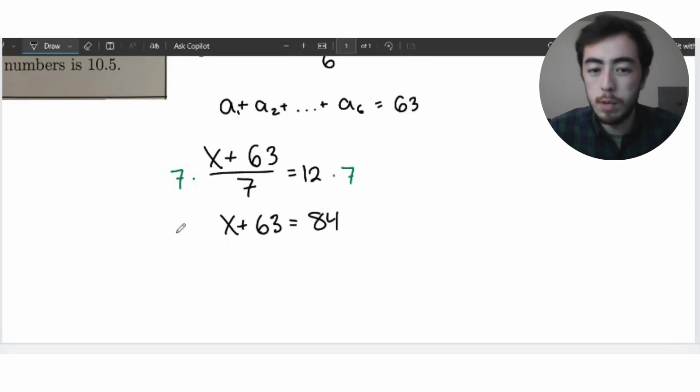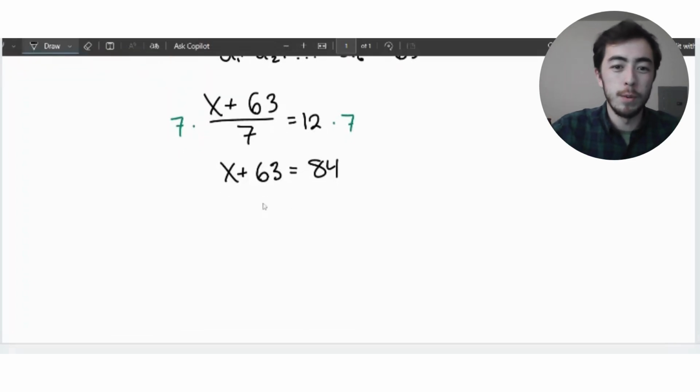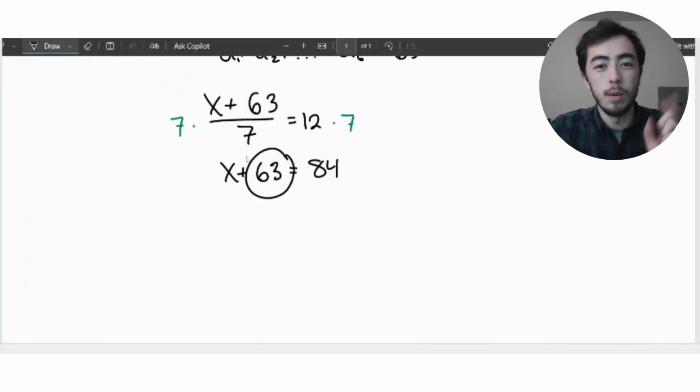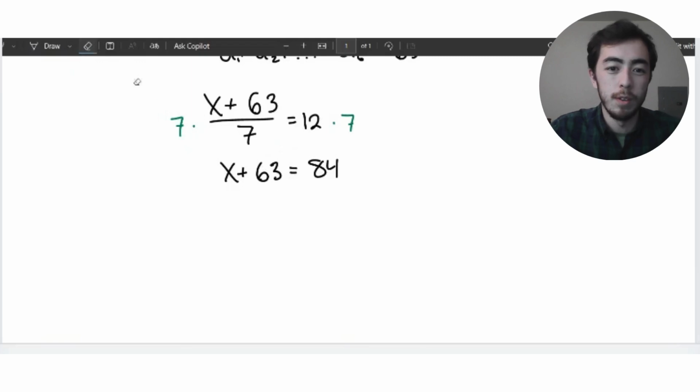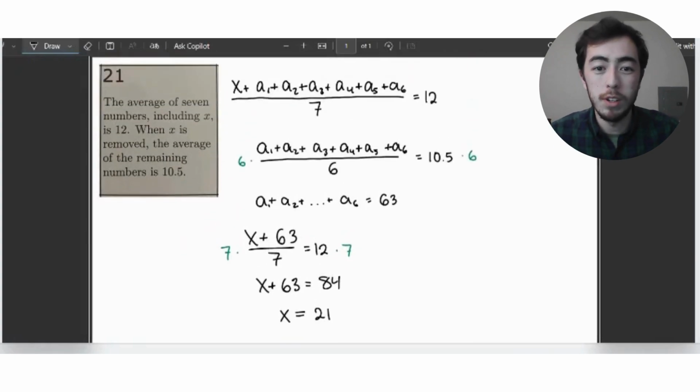There's really only one number out there that when you add it to 63 gets you up to 84. We can go 20 and then one more higher. So x has to be 21. And that's today's date. And we're all done.